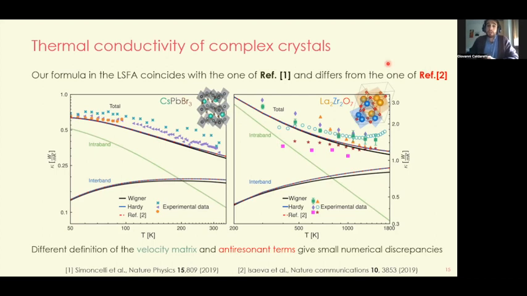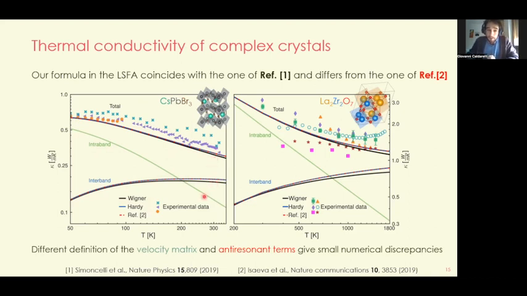And we can compute the differences from different formulations of thermal conductivity, from different definitions of the heat flux, or different theoretical approaches, and see whether this difference leads to sizable numerical differences. And for all cases, we get a thermal conductivity which is composed of an intraband and an interband contribution that, when summed, gives a total thermal conductivity that is in good agreement with the experimental data, so it's able to reproduce the thermal conductivity of complex crystals.